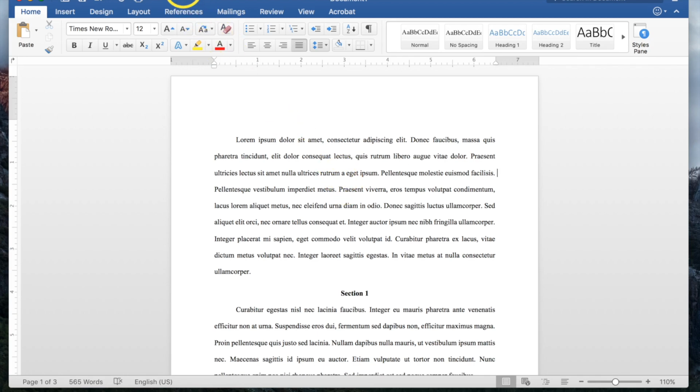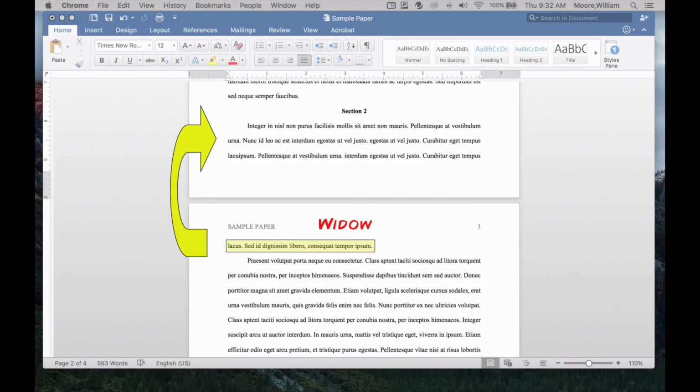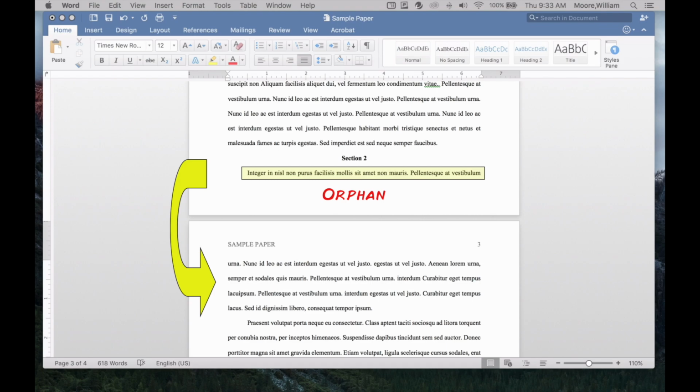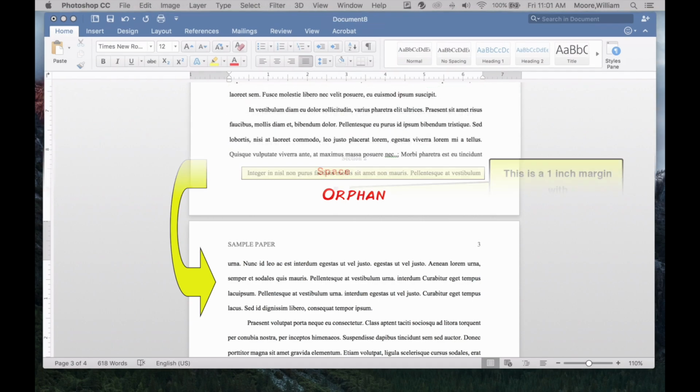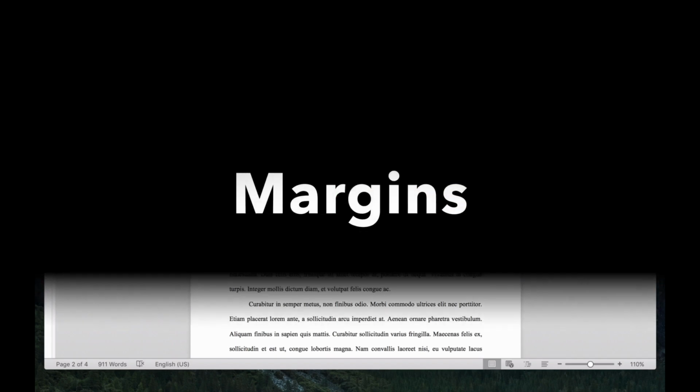Regarding margins, make sure that you go into your paragraph and pagination settings to ensure that orphan and widow control is not checked. Typesetters refer to the last line of a paragraph at the top of the page as a widow and the first line of the paragraph at the bottom of the page as an orphan. It is acceptable to have widows and orphans in APA style because they ensure that your margin stays at 1 inch all around.